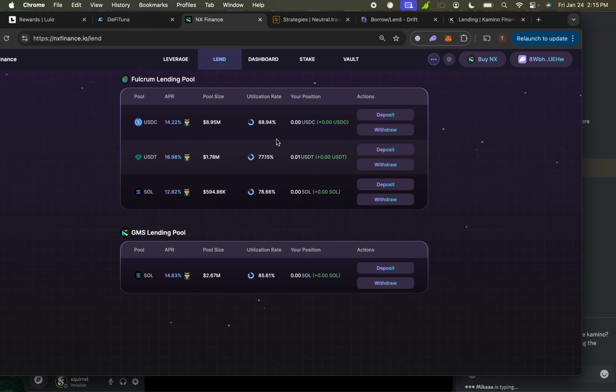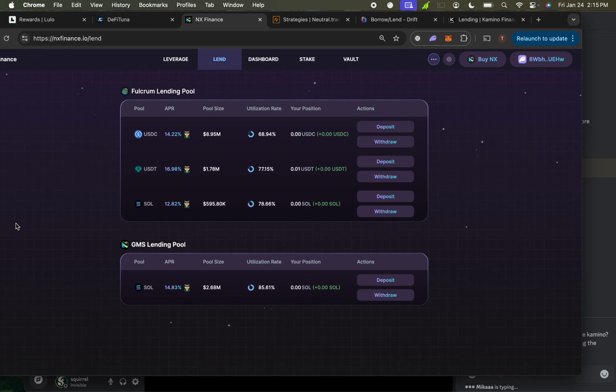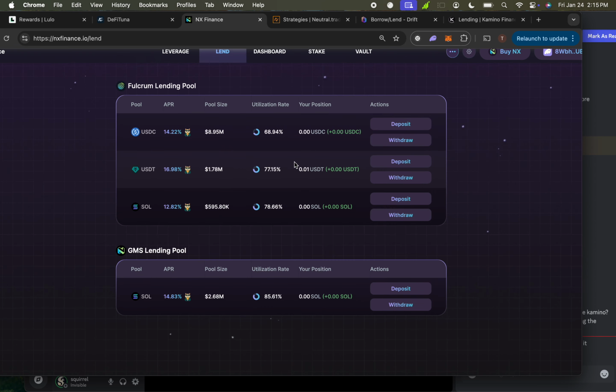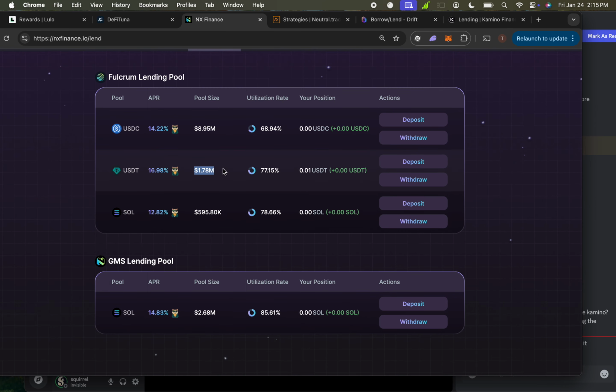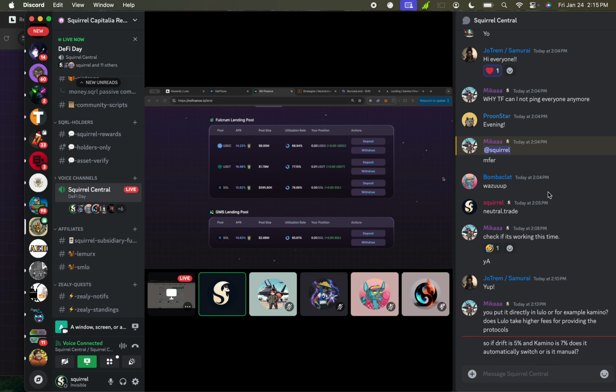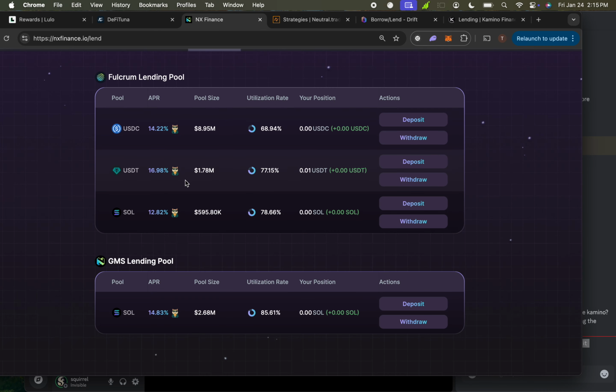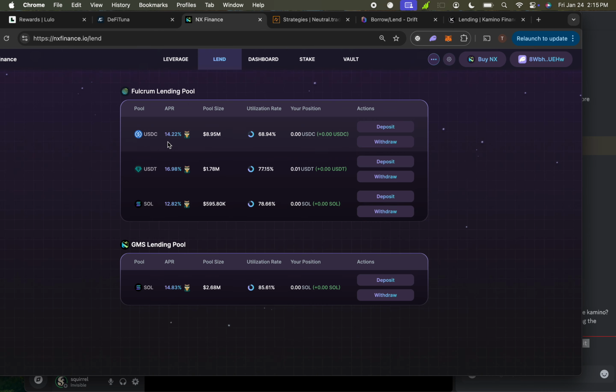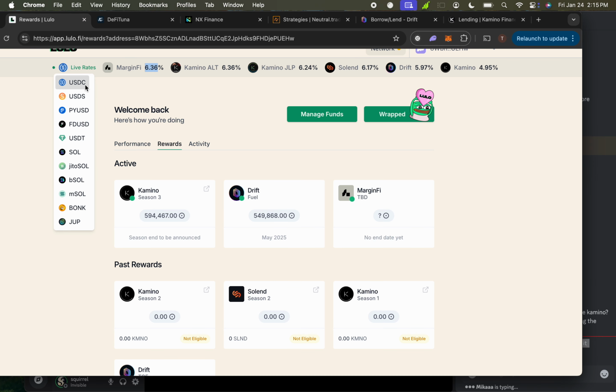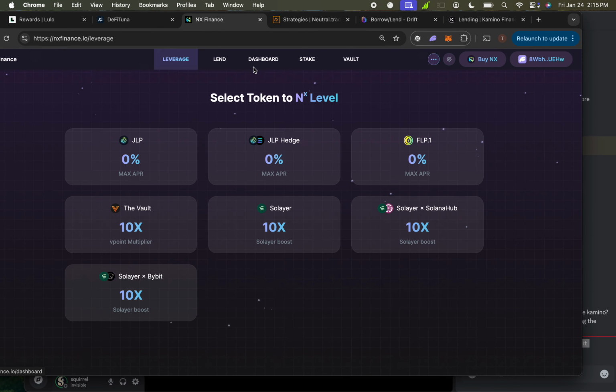Now, going back to something like NX Finance. The benefit with these is pretty obvious, right? Well, you are taking smaller pool sizes, which does increase your risk. Yes, it automatically will switch it. It's not manual. So when you go to something like this on NX Finance, this is not included in the Lulo page. Maybe it will be eventually, but it would not be included quite yet. And the reason why is because the total TVL of something like this is much, much smaller.